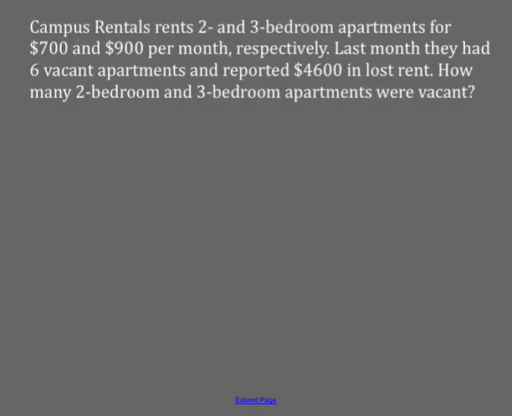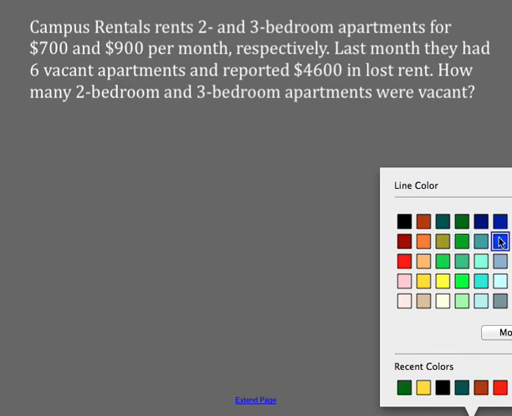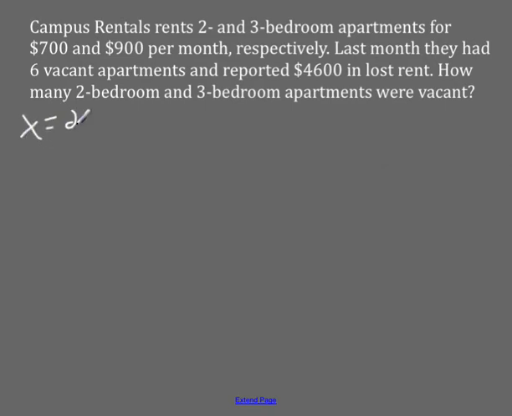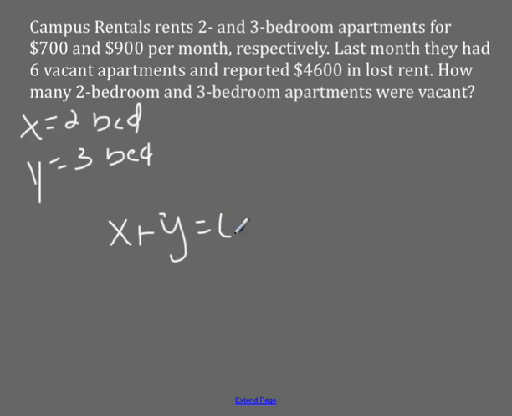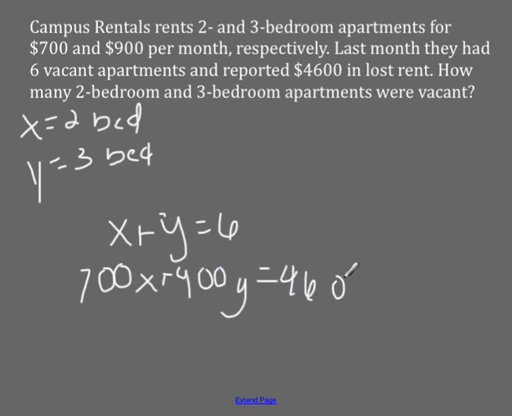Okay, let's take a look at some of these word problems. Campus Rentals rents 2 to 3 bedroom apartments for $700 and $900 per month, respectively. Last month, they had 6 vacant apartments. So let's let x equal 2 bedrooms, and let's let y represent the number of 3 bedrooms. So between the 2 bedrooms and the 3 bedrooms, we need to have 6 total apartments. Then for every 2 bedroom, we earn $700. For every 3 bedroom, we earn $900. And that has to be equal to $4,600.